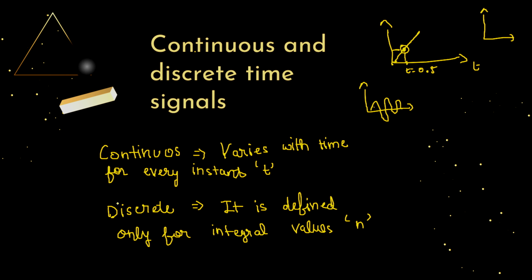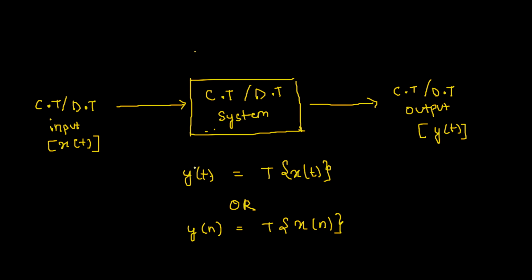On the other hand, discrete time signals are defined only for integral values. So a discrete graph would look something like this. So this is 0, 1, 2, and 3. These are defined only at integral points. So now if I try to find the value of my function at t is equal to 0.5, it simply does not exist. And it works the same way for any other decimal values. These signals are defined only at integral values n. So that is the difference between continuous and discrete time.